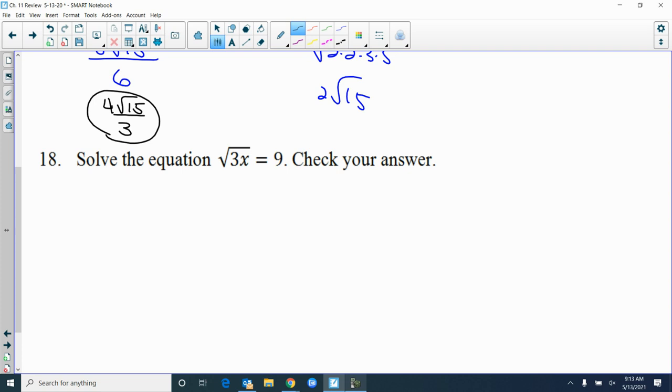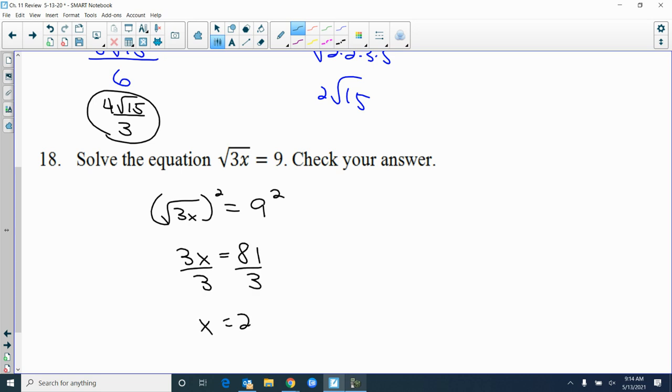Okay, you get rid of the radical? Yeah. Square both sides. You're done. So now, what does that give me on that left-hand side? It just gives me 3x equals 81. Divide by 3. 27.